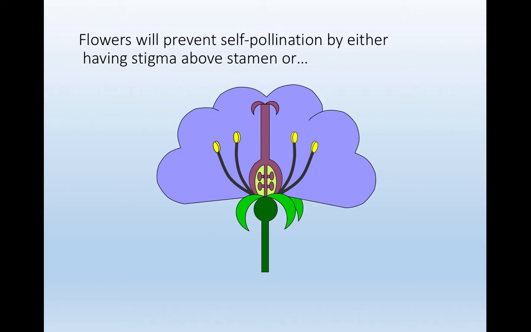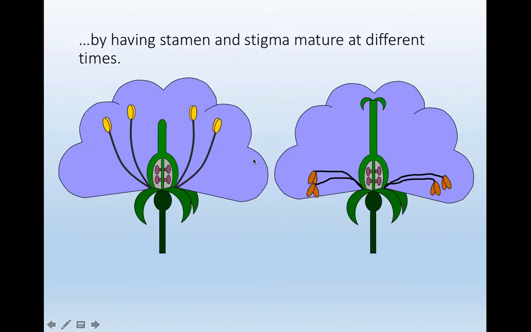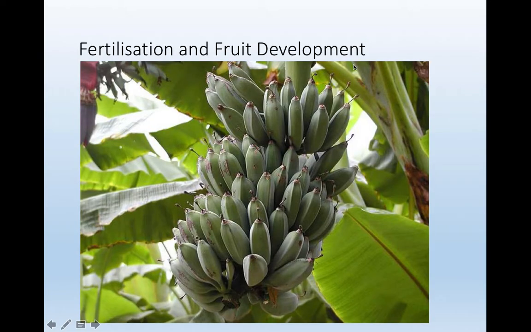So flowers sometimes will prevent self-pollination by either having the stigma above the stamen, so you can see here the stigma is quite a ways above the stamen, or the stigma and stamen mature at different times. So here we can see that the stigma is not matured where it is over here. So once the stigma matures, the stamen are then no longer viable. So when you have a viable stamen, you release the pollen to come over and cross-pollinate into a different stigma. So this promotes cross-pollination.